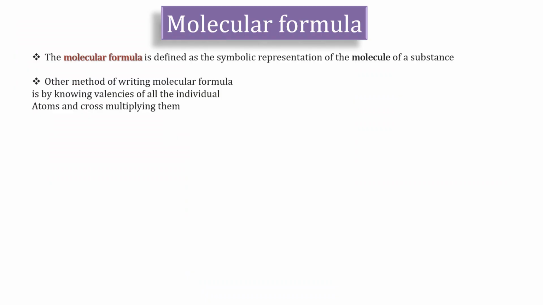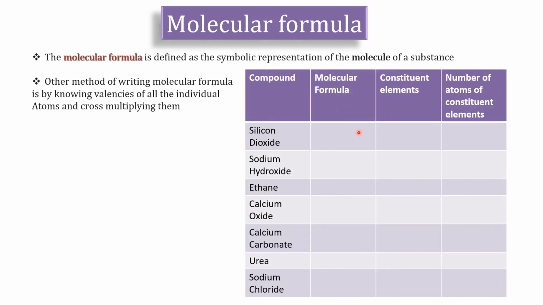Now let's get to know what a molecular formula is. The molecular formula is defined as the symbolic representation of that particular molecule of that substance. So it is the representation of that substance. Another method of writing a molecular formula is by knowing the valencies of all the individual atoms and then cross multiplying them. To get well versed with molecular formulas of substances, I have given you a little task.